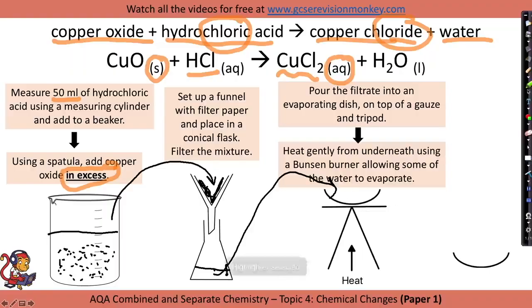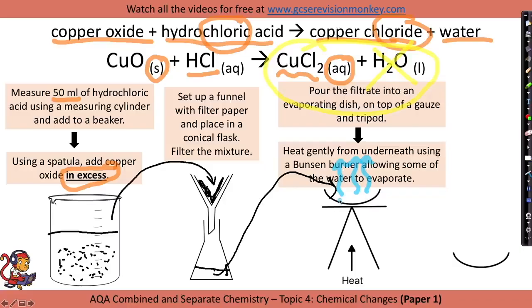Because if you remember from the equation above that we've just had, what we are going to make is copper chloride and water. So we need to get rid of this water in order to get the copper chloride crystals on their own. So what will happen is some of the water will evaporate on heating, but what you don't want to do is let all of the water evaporate so it actually goes dry. You don't want to get it to that stage.